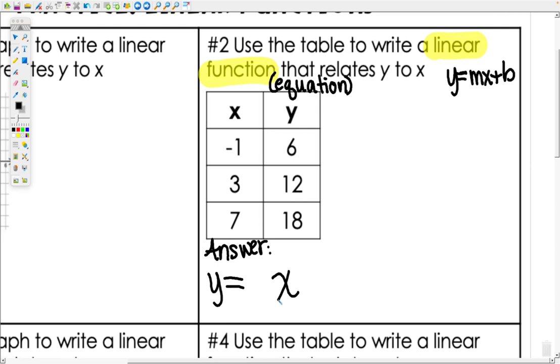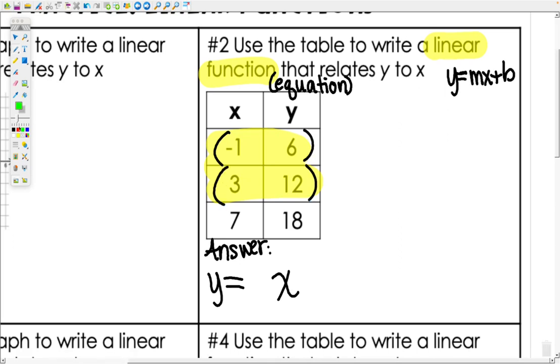Make sure you're looking up here. So let's first find the m. We've got a chart. Pick 2 points. Doesn't matter what you pick. First two sound good to me. So if we pick these 2 points here, then that means I'm using (-1, 6) and (3, 12).